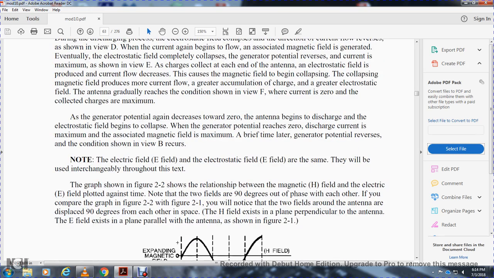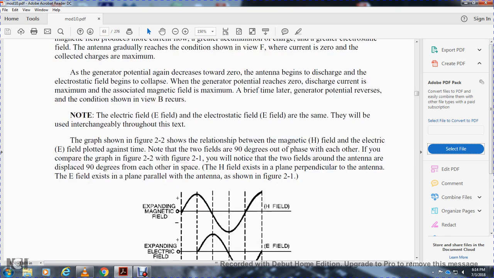At the generator, the potential decreases to zero, but given the discharge, the electrostatic field begins to collapse. The generator potential reaches zero, the discharge current is at maximum, and the associated magnetic field is maximum. After a brief time, the generator potential is zero and the condition shown in the figure reoccurs.